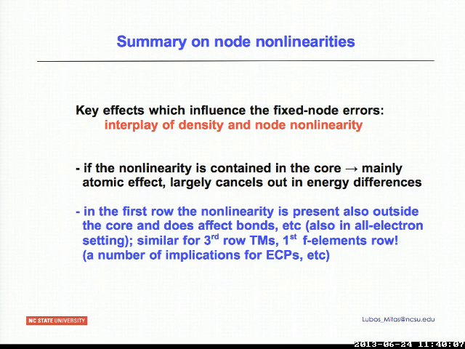So the key effect which influences the whole thing is the interplay of density and node nonlinearity. If the nonlinearity is contained in the core, it subtracts, and you are perfectly fine. If it goes into the bonding region, you are not fine. And you will see these effects also in transition metals and f elements throughout. And maybe I should stop here. If anybody wants, I'll be glad to continue in the afternoon. Thank you.